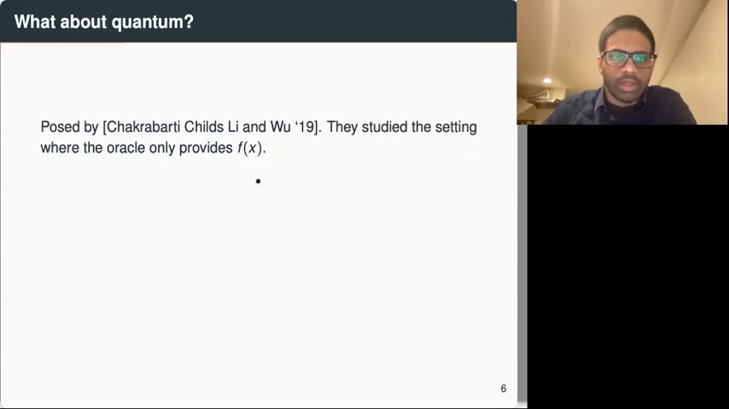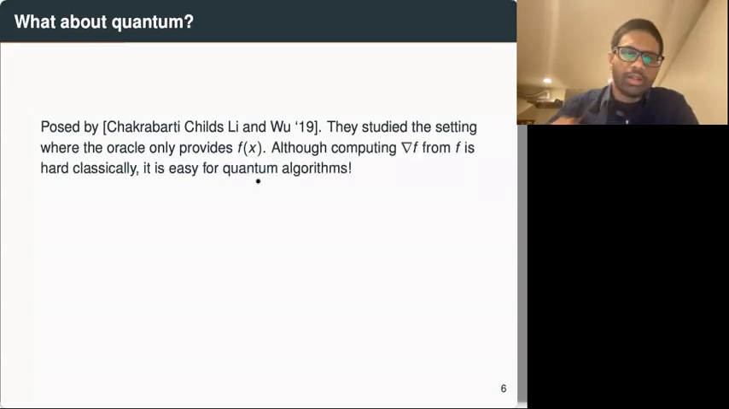And in their study, they noted that computing the gradient of f from just queries to f is hard classically, but it is actually easy for quantum algorithms using something similar to Bernstein-Vazirani. And they weren't the only people to have used or studied this, but they were the people to have posed the question, what is the complexity when you're also allowed access to the gradient?